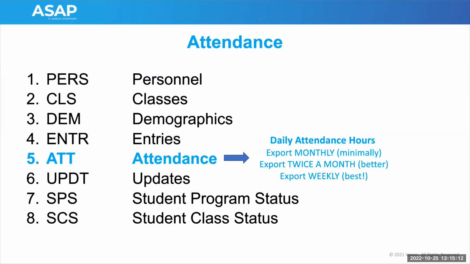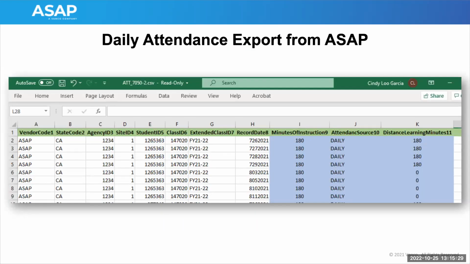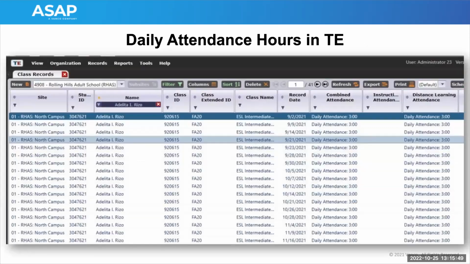And then next is the attendance, and that's what you're going to be doing minimally monthly, if not weekly or every 2 weeks. You want to export/import using the daily option. Again, here's an example of what the export file looks like from ASAP. It's identifying it in column J as daily. Everything comes over as minutes, and when it pops over to TE it will convert it to hours and minutes. But daily is a recommendation. And here's a screenshot from Rolling Hills, showing the daily, and then CASAS converts it to the actual number of hours.